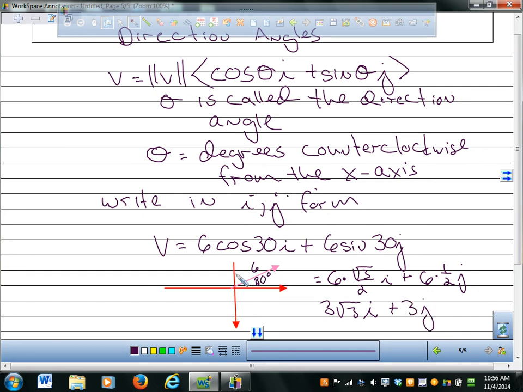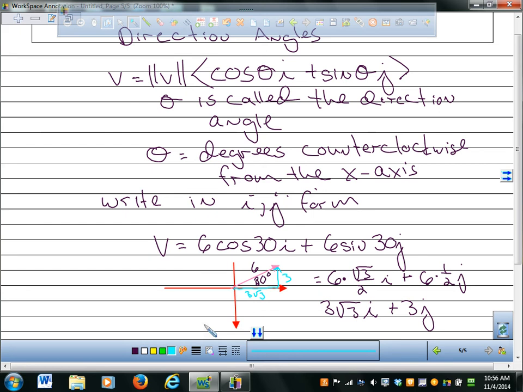3j, right? So in other words, another way to get to this point would be to go over this way, 3 root of 3, and up this way, 3, right? This is 3 root of 3, and this is 3. Which can be found by finding the cosine and sine, respectively, of those sides. Okay, so that's going from direction angle form to IJ form, or what's it called again? Linear combination form. I just always call it IJ form. Okay.